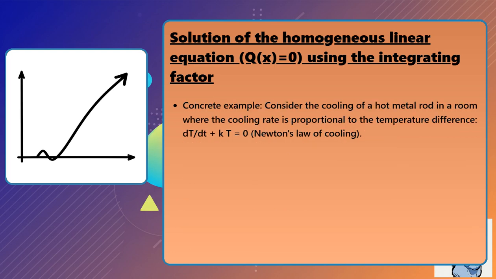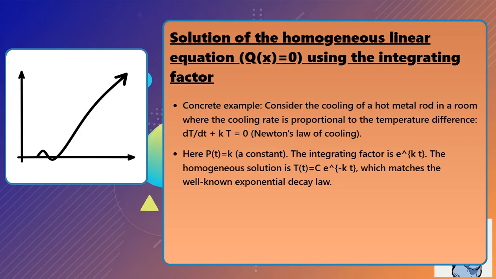Concrete example: consider the cooling of a hot metal rod in a room where the cooling rate is proportional to the temperature difference. dT/dt + kT = 0, Newton's law of cooling. Here p(t) = k, a constant. The integrating factor is e^(kt). The homogeneous solution is T(t) = c e^(-kt), which matches the well-known exponential decay law.